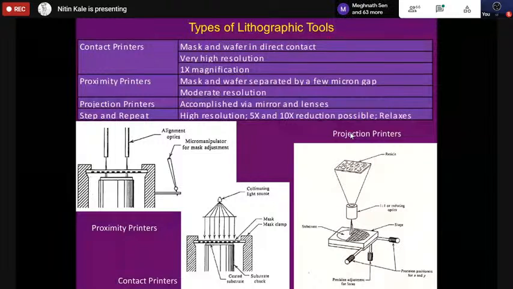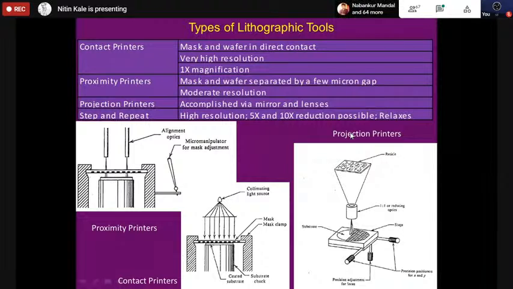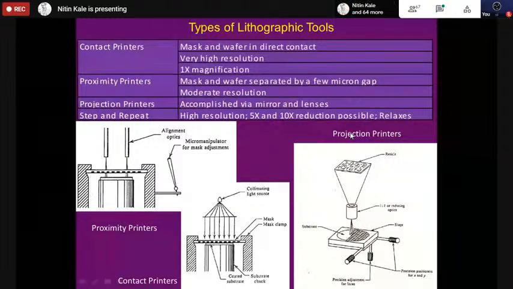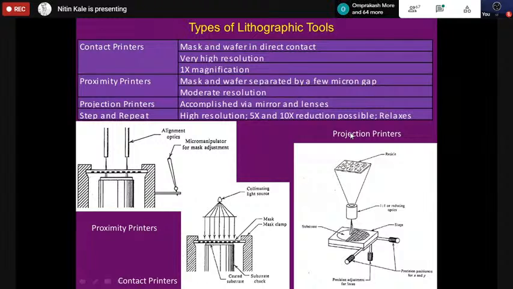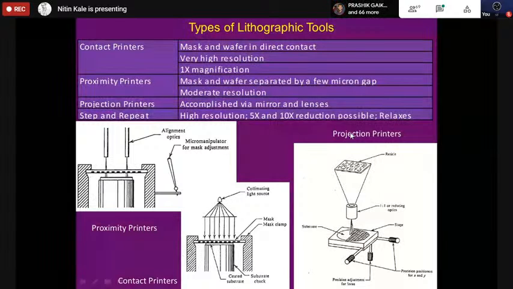Then you have what are called proximity printers, where there is a gap between the mask and the wafer. You have contact printers, where the mask touches the wafer. And then you have a stepper, wherein you have a very high resolution mask, and it prints at one place, then steps, moves here, prints, and steps. So that is a stepper.